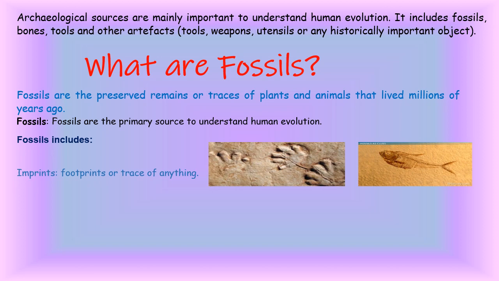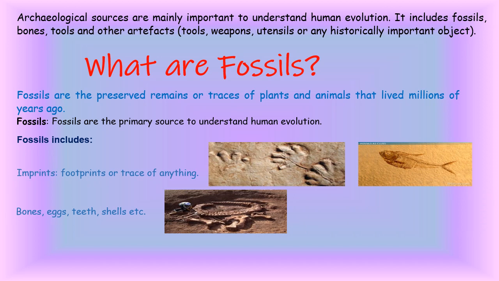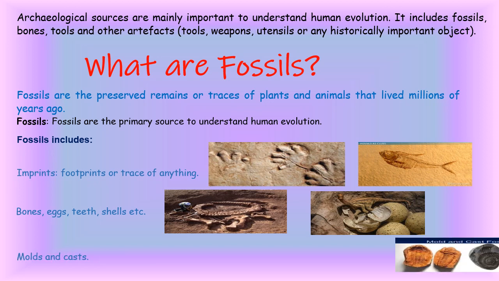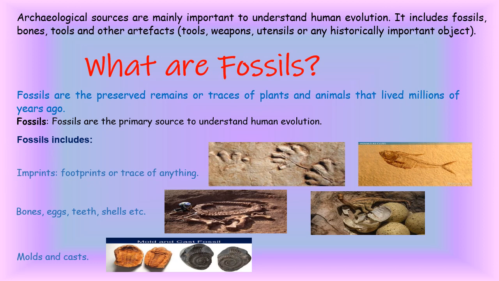Trace of fish. Second one is bones, eggs, teeth, shells, etc. See, here is one example. These are the bones of dinosaur. Another picture, you can see eggshells. Now, the last one is molds and cast. Here, it is a picture of mold and cast.